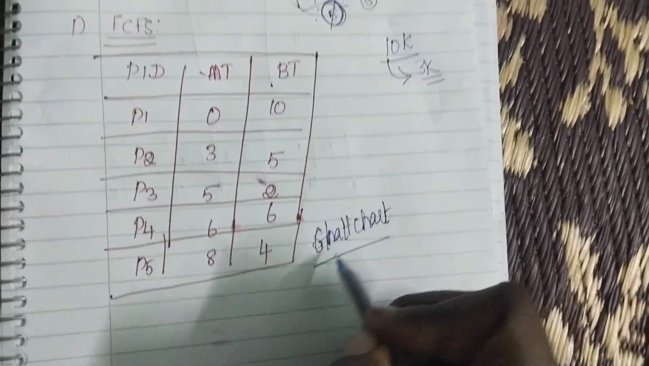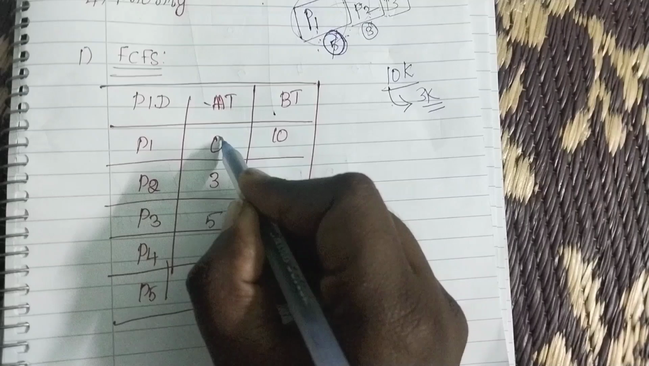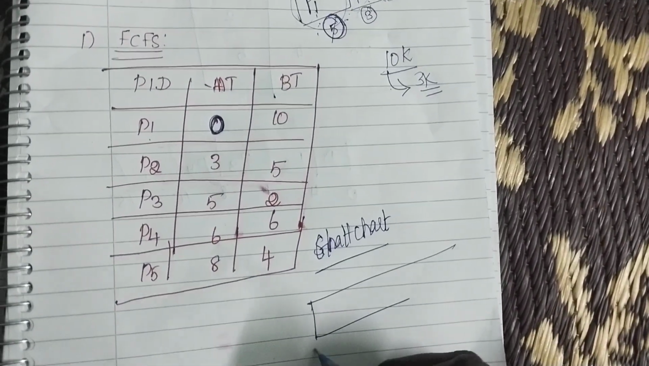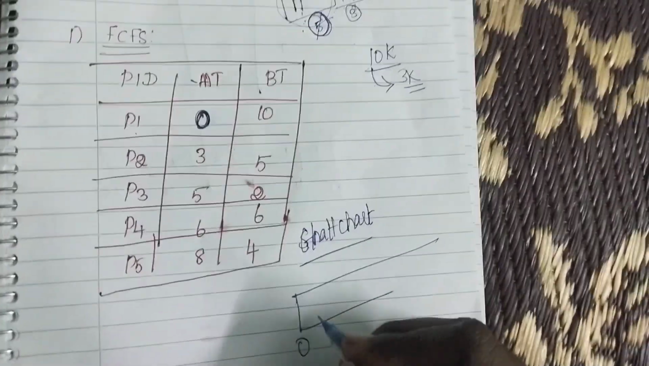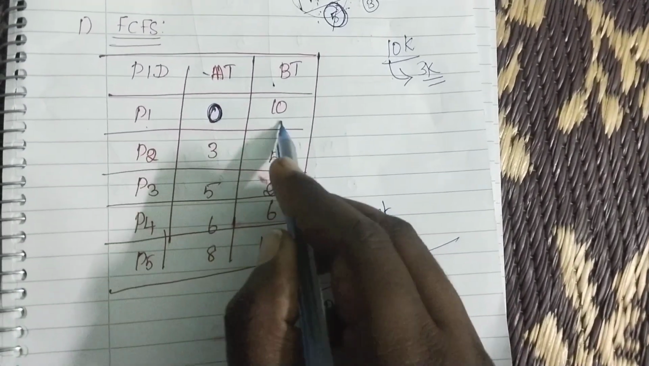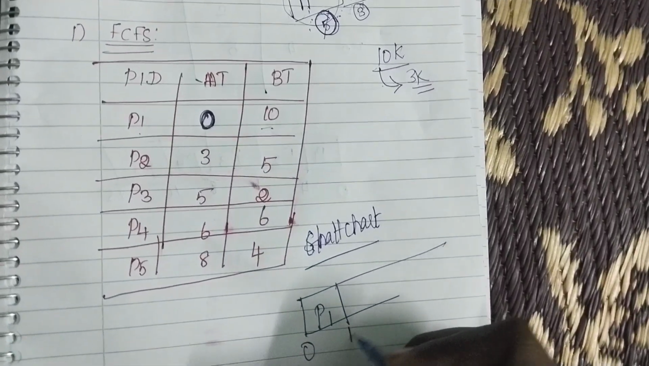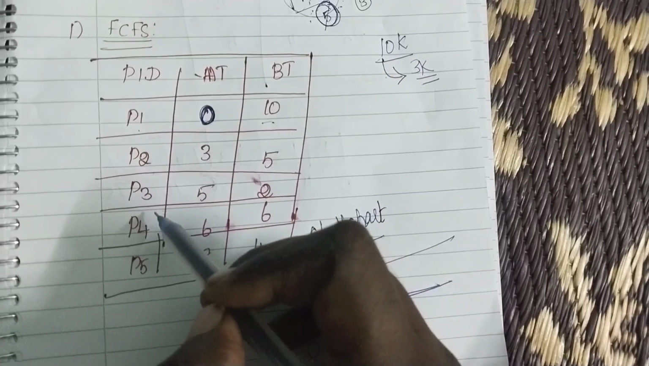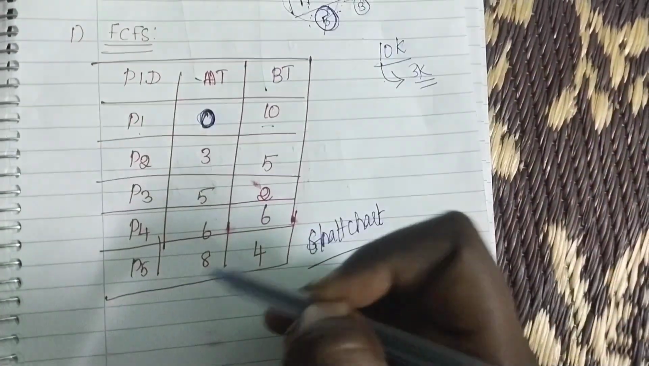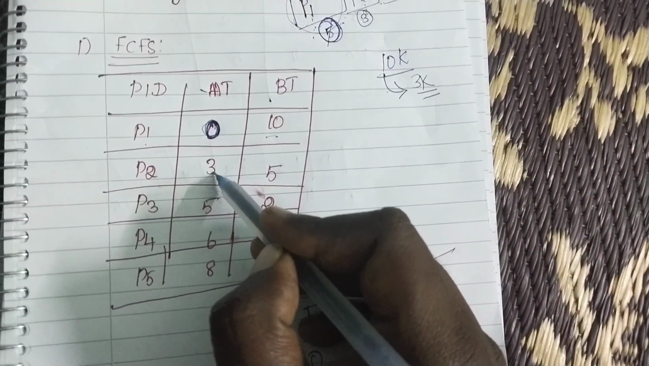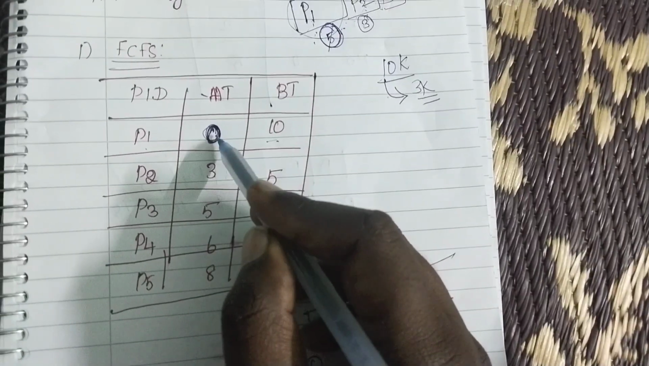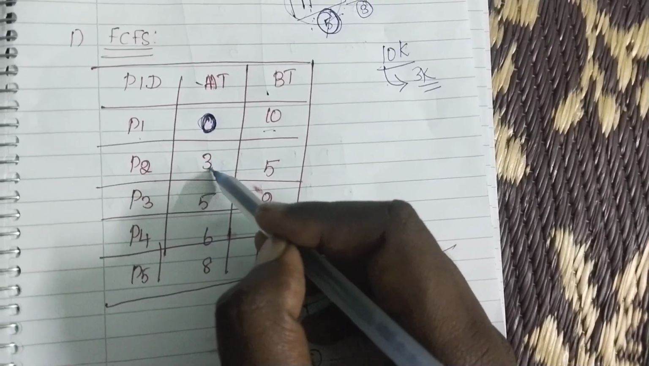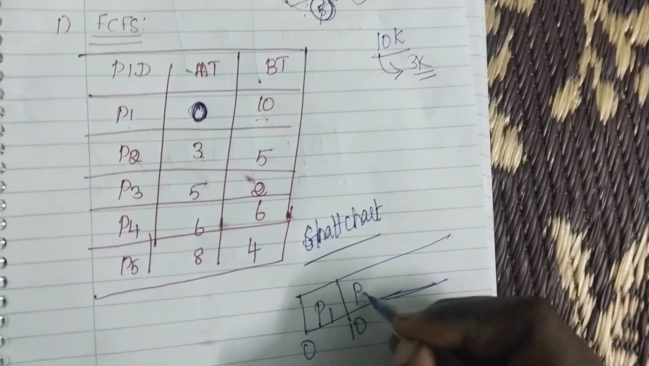At the time of 0, which process is initiated? At the time of 0, we have started with P1. P1 needs to execute 10. Only when the 10 is completed will it move to the next one. After 0, the next arrival time is 3. The remaining ones are all higher than 3. So you have to start with P2.